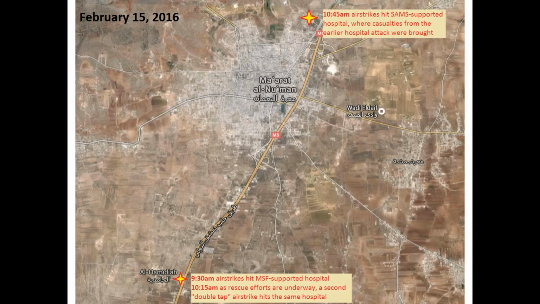I'll walk through a brief example of a series of attacks that appeared to be targeted. This was earlier this year on February 15th. At 9:30 in the morning, an MSF-supported hospital in Hamadia, which is at the southern end of the map, was bombed. 45 minutes later, after rescue workers were there providing first aid and pulling people from the rubble, the hospital was bombed again. This second attack ended up killing about 25 people.